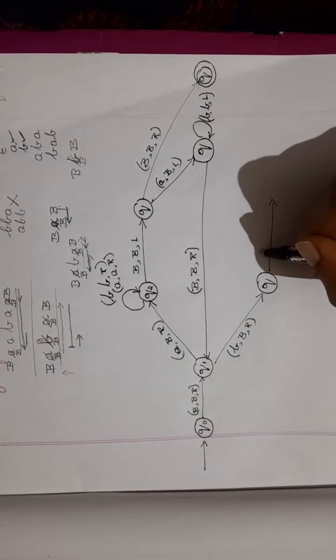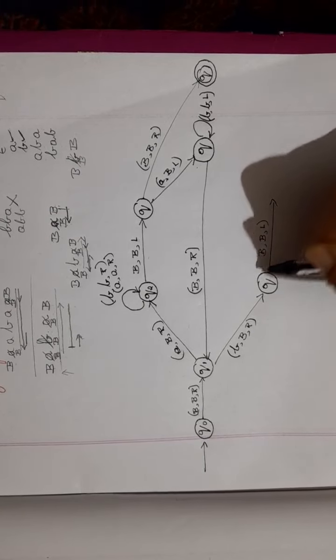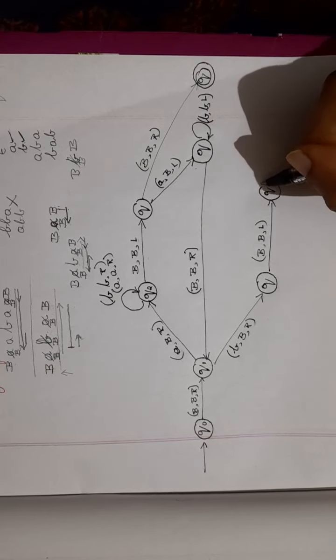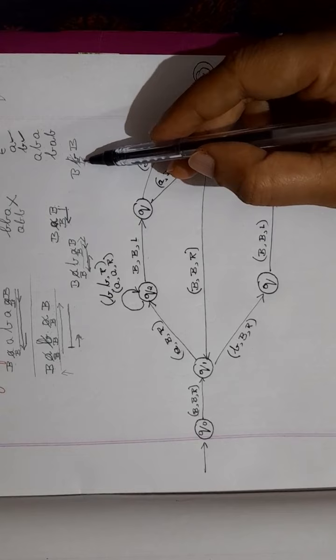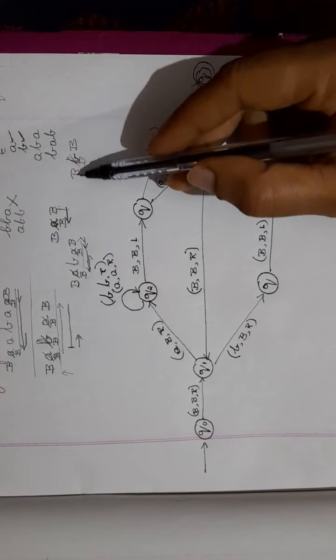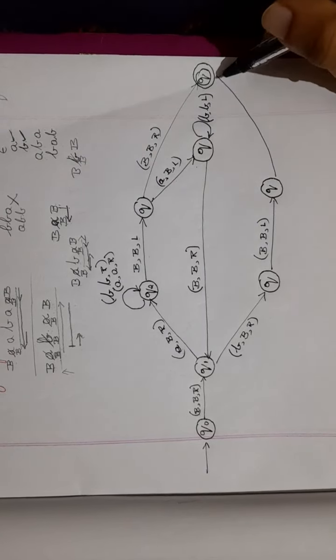So if you're reading B, keep it as B itself and then move left. This is the next state. After moving left, I am reading a B. Once again, I'll change to right. I don't have anything, so it goes to the final state. From here, I'll take it to the final state.